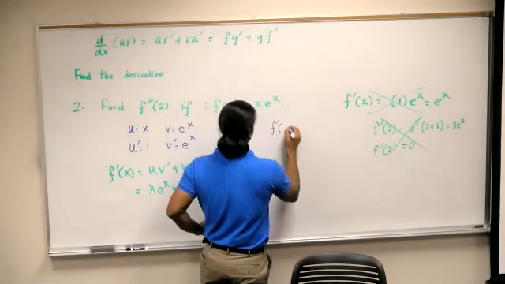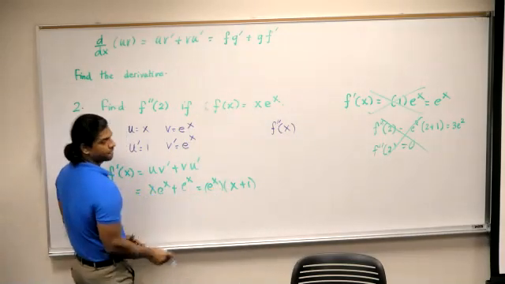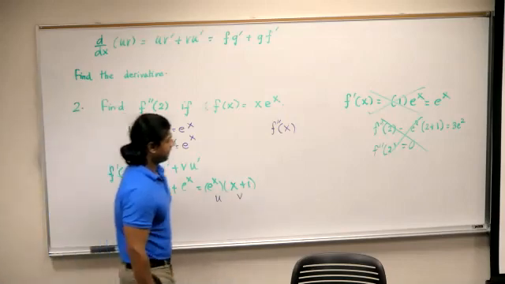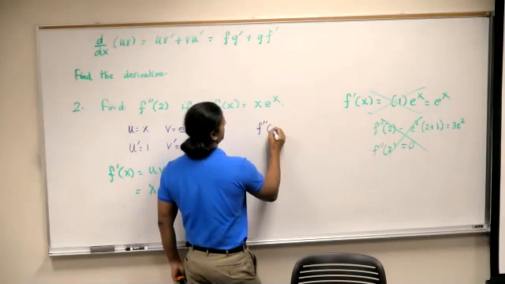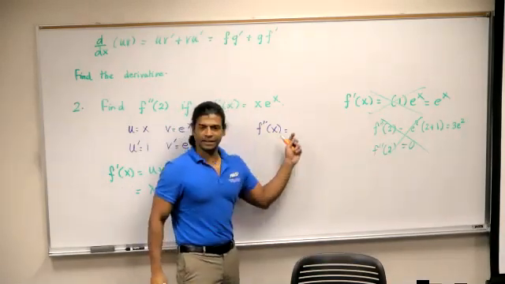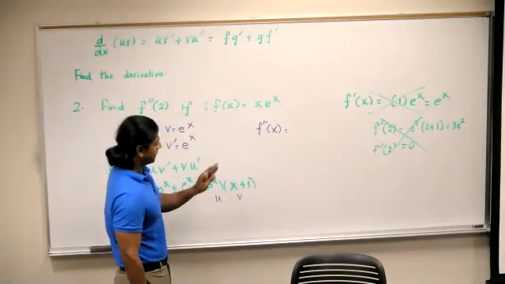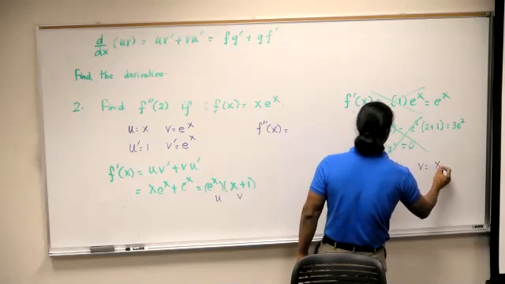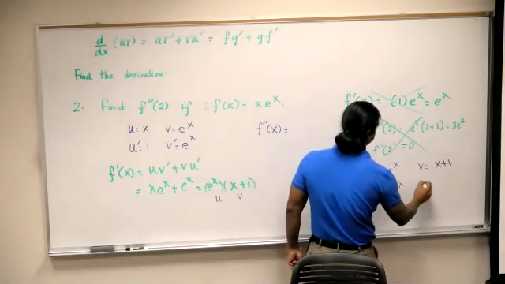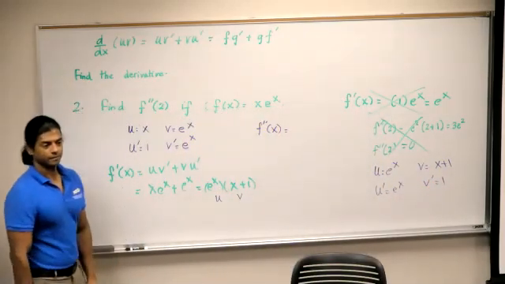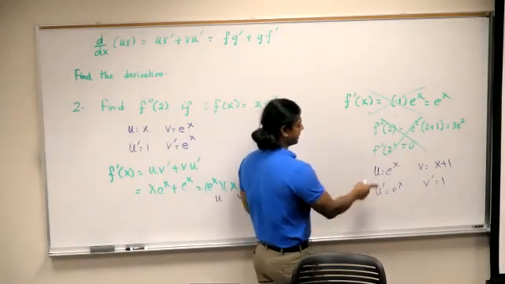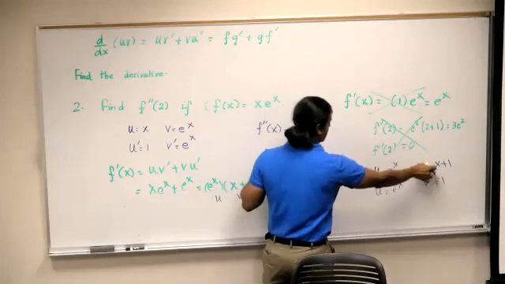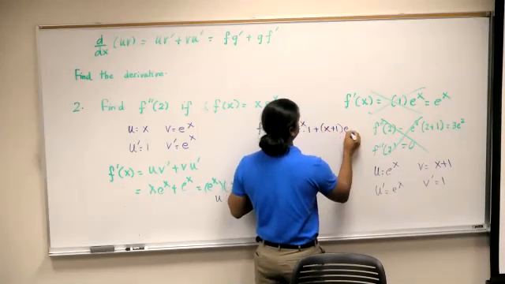So f prime is that term. Now I'm going to call that u and that v. Once you have a good amount of practice, you will start differentiating and writing it right here in one line. But until that point, I recommend doing this. u is e raised x, v is x plus 1. u prime is e raised x, v prime is 1. The second derivative will then be u v prime, e raised x times 1, plus x plus 1 times e raised x.